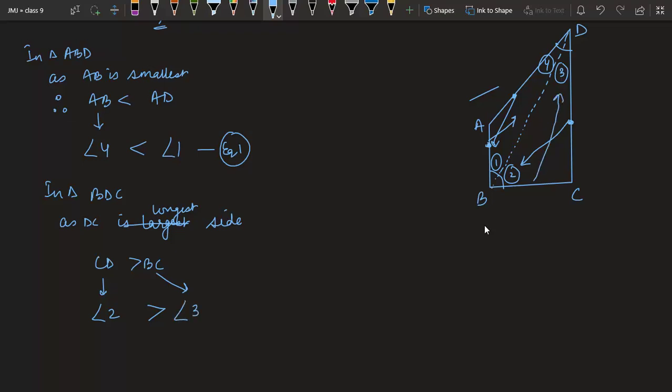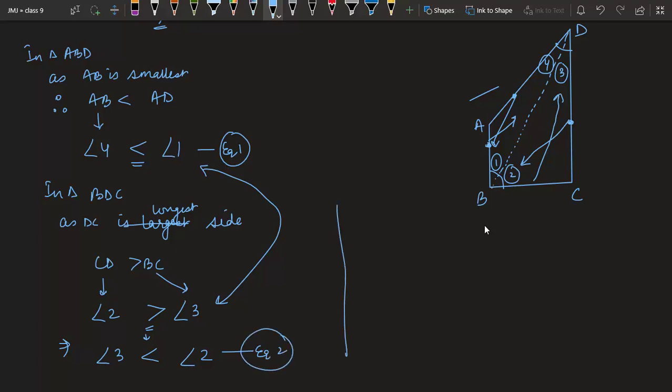Question is very easy. We are just using the inequalities. So if you compare these two right now, they are not comparable. It is less than, it is greater than. So I have to make it the same first. So let me make it angle 3 less than angle 2. Now let me call it equation number 2.